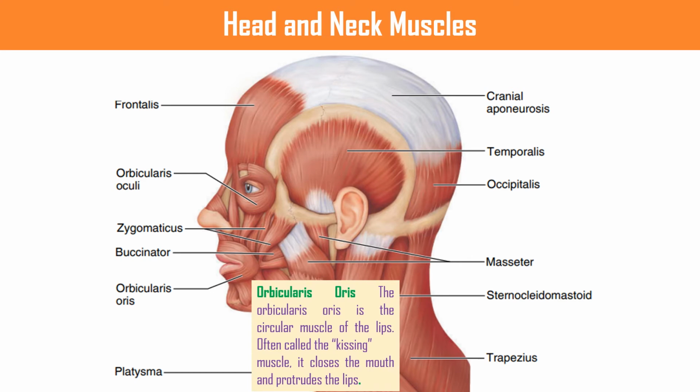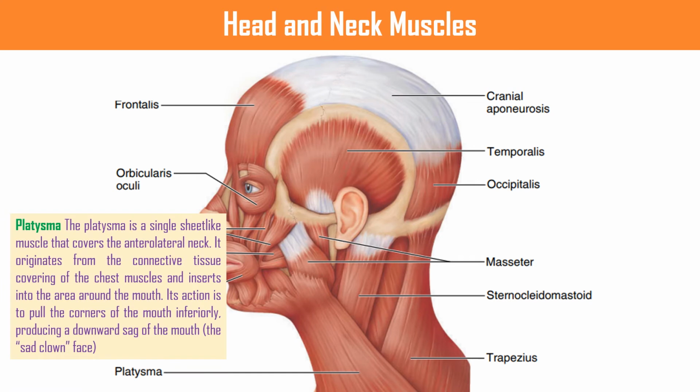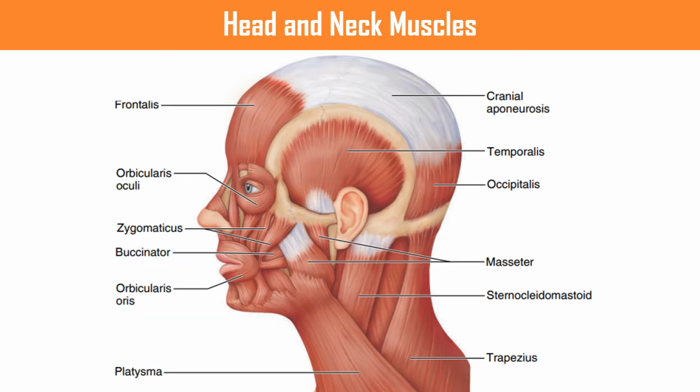Next is orbicularis oris. The orbicularis oris is the circular muscle of the lip, often called the kissing muscle. It closes the mouth and protrudes the lips. Then we have platysma. The platysma is a single sheet-like muscle that covers the anterolateral neck. It originates from the connective tissue covering of the chest muscle and inserts into the area around the mouth. Its action is to pull the corner of the mouth inferiorly, producing a downward sag of the mouth, the sad clown face.